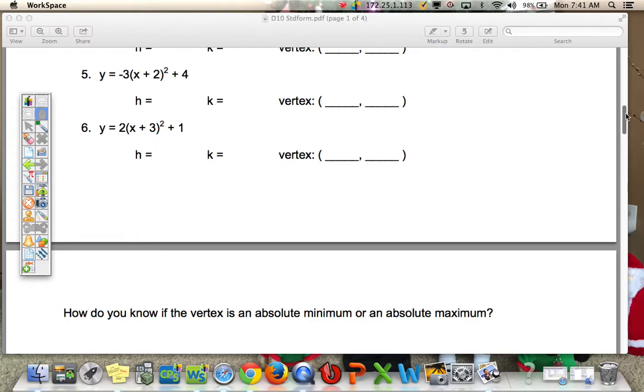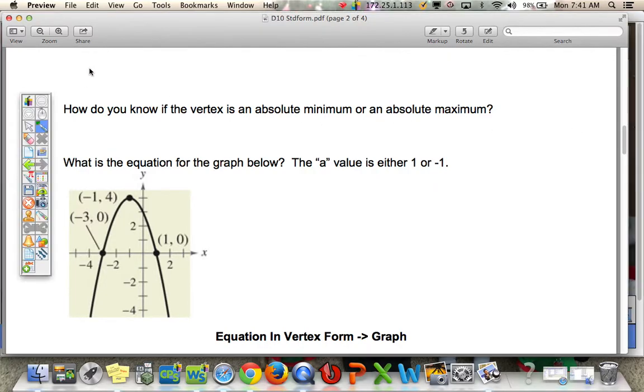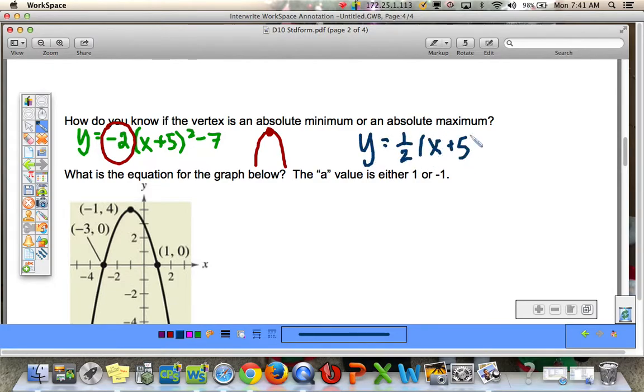How do you know if the vertex is the absolute minimum or absolute maximum? Well, you look at the number on the outside of the parentheses. So for example, if we have y equals negative 2 times x plus 5 squared minus 7, you're just looking at the number on the outside of the parentheses. If it's a negative, that means it's facing downwards, and you would have the maximum. If you had an equation like y equals 1/2 times x plus 5 squared minus 3, again, all you're doing is looking at the number on the outside of the parentheses, the 1/2. Since it's positive, it would be a right side up U, and you would be looking at the minimum of the parabola.